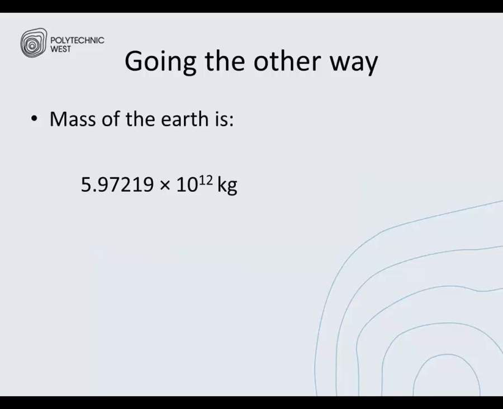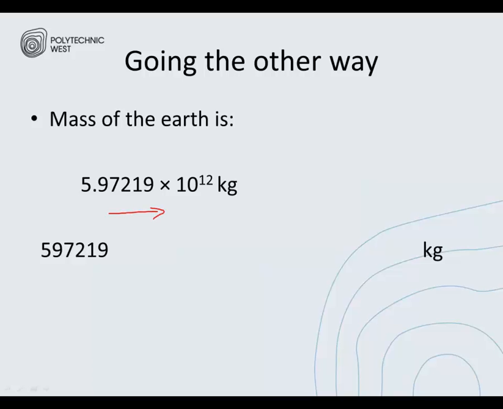Here's another one, the mass of the Earth in kilograms: 5.97219 times 10 to the 24 kilograms. A very big number. So I write it out, and then I figure out how many times I need to shift the decimal point.